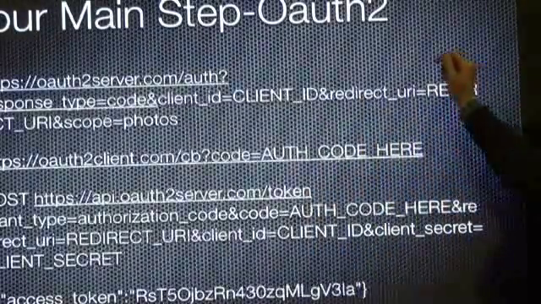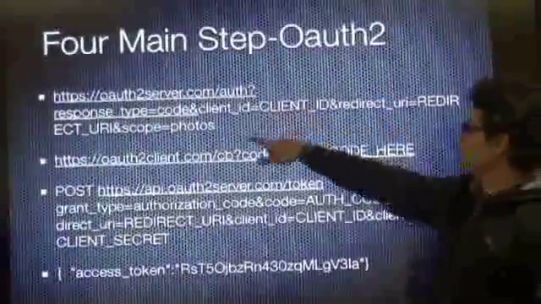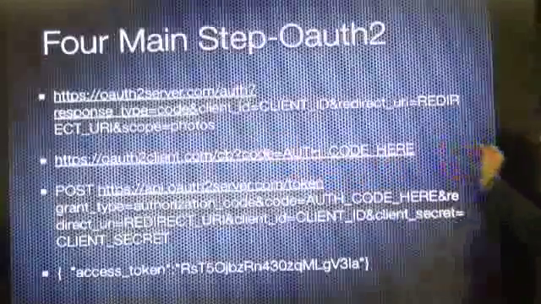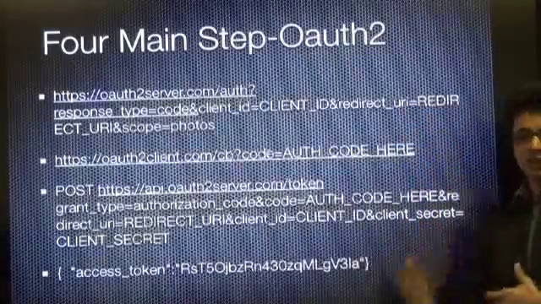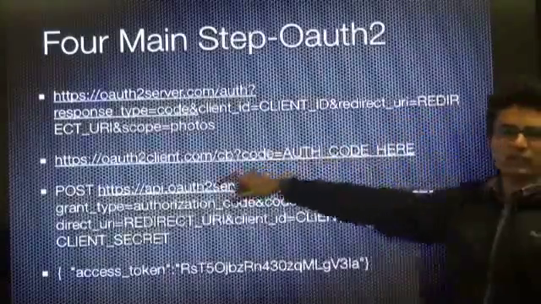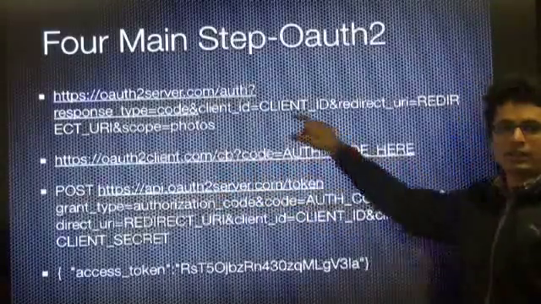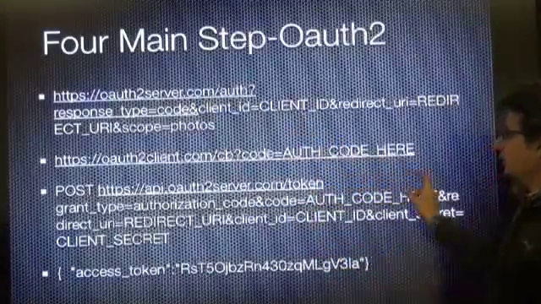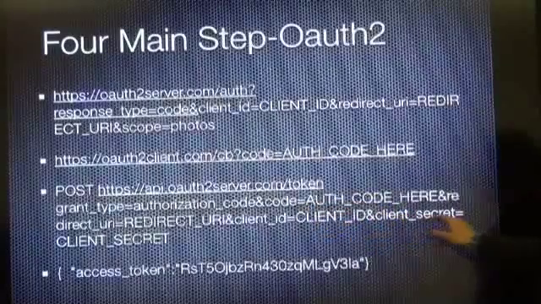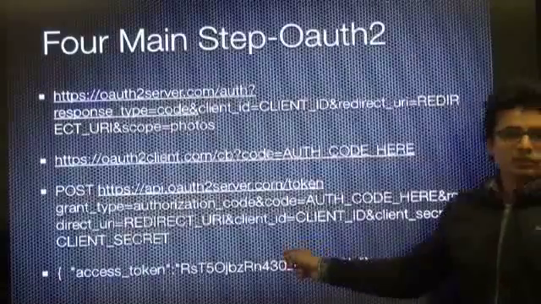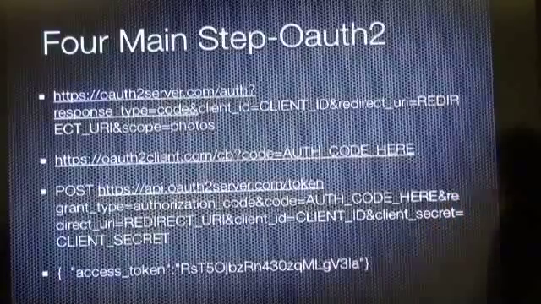So the four main steps are: first, the client, through the user, communicates to the server what kind of grant he is interested in. Once the server validates all the parameters and knows what the client wants, it redirects the user back after authentication, so that the user can pass the authorization code to the client. Once the client has the authorization code, it makes a request to the server saying, I have this code, this is my client ID, this is my client secret, please give me the token. So after he receives this token, he can make the protected API call.